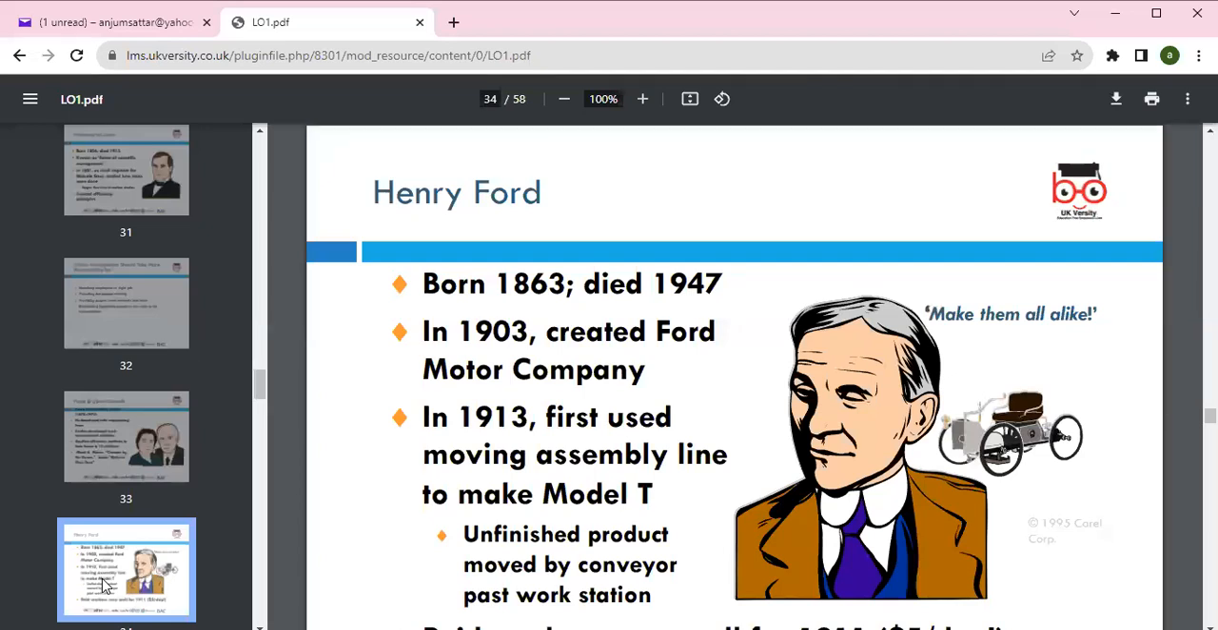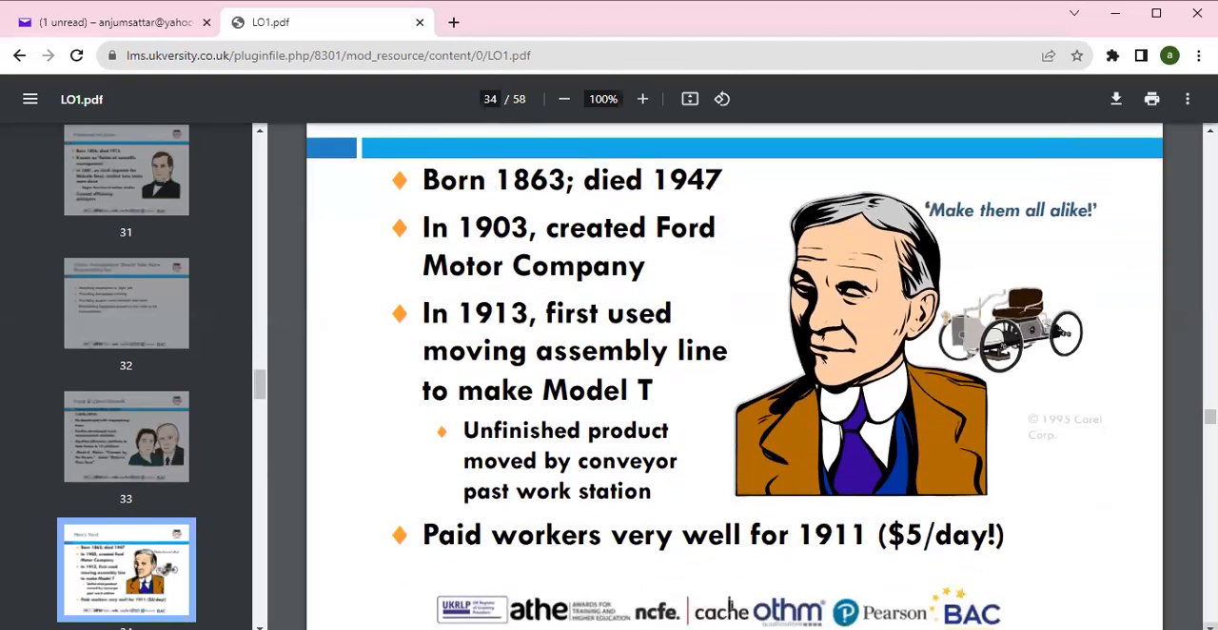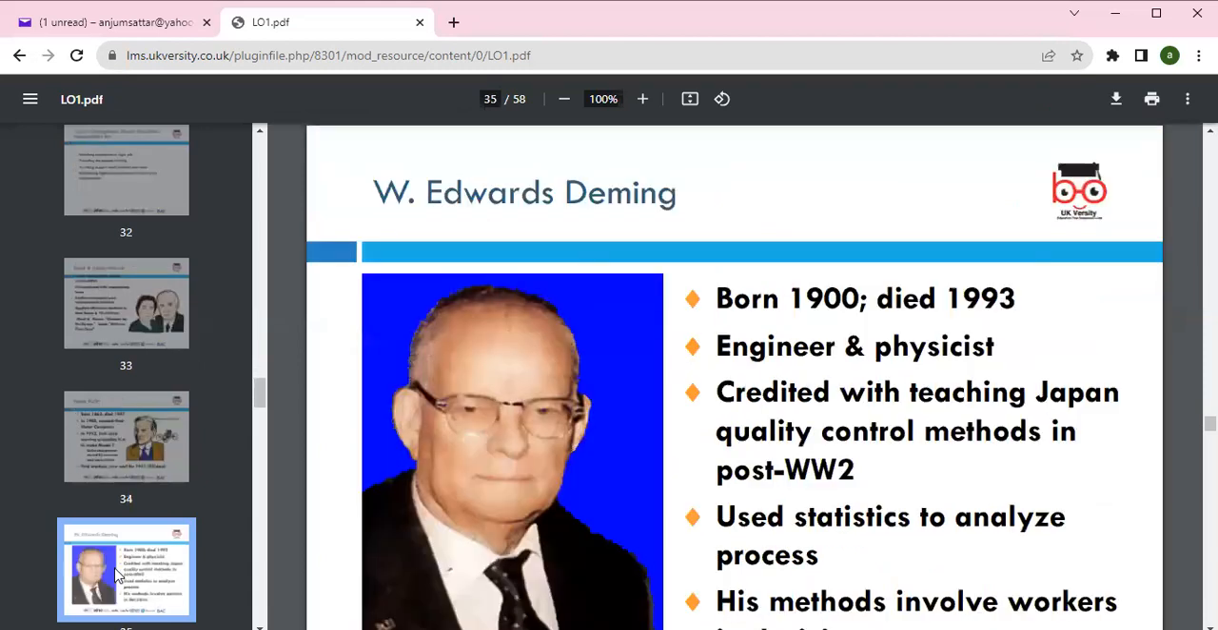Henry Ford, also known as Ford, gave a quite important quotation: coming together is the beginning, keeping together is progress, and working together is success. He put emphasis on the team, moved unfinished product along a conveyor and past stations, and paid workers very well. That increased the productivity. Okay, so Edwards Deming also gave a theory, using statistical analysis of processes.